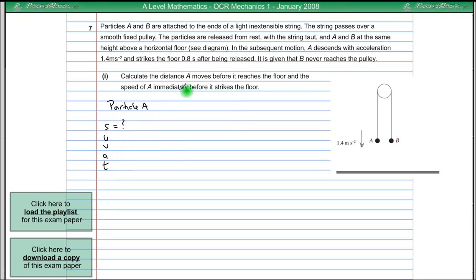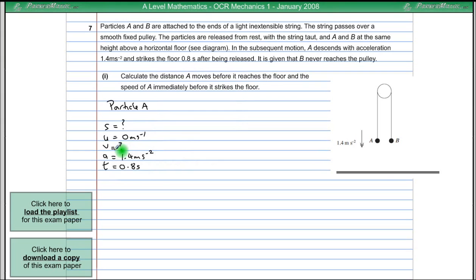Displacement is something we're trying to find, the distance moved by A. We know that in the question it says the particles are released from rest, so U is 0 meters per second. V is another thing we're trying to find. Acceleration is given in the question. It says A descends with an acceleration of 1.4 meters per second squared. And we know that particle A strikes the floor 0.8 seconds after being released.